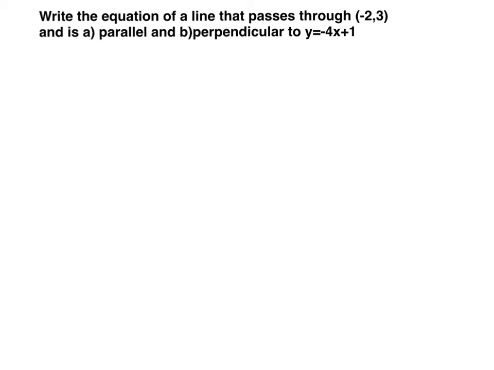All right, let's try that again, but this time let's mix things up a little bit. We're going to write the equation of a line that passes through -2, 3. So I've got my x1 and y1. x1 is -2, and my y1 is 3. But this time, I want parallel and perpendicular. So I'm going to write two different equations to the line y equals -4x plus 1. So my original slope is -4. We just got that right here from this equation. The slope is always attached to the x.